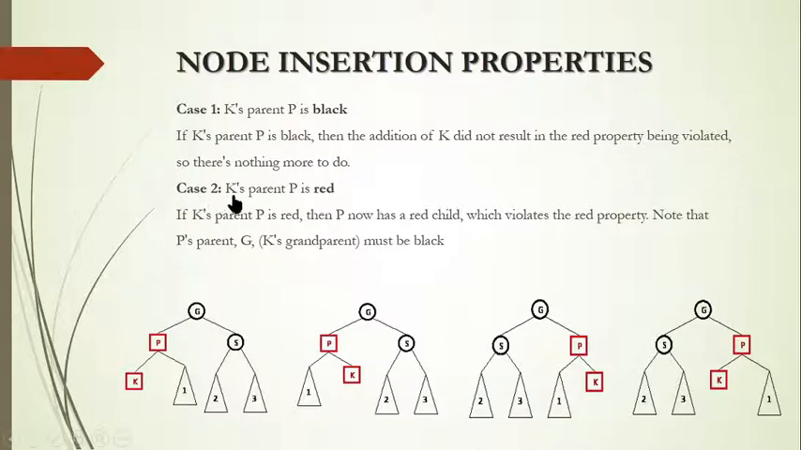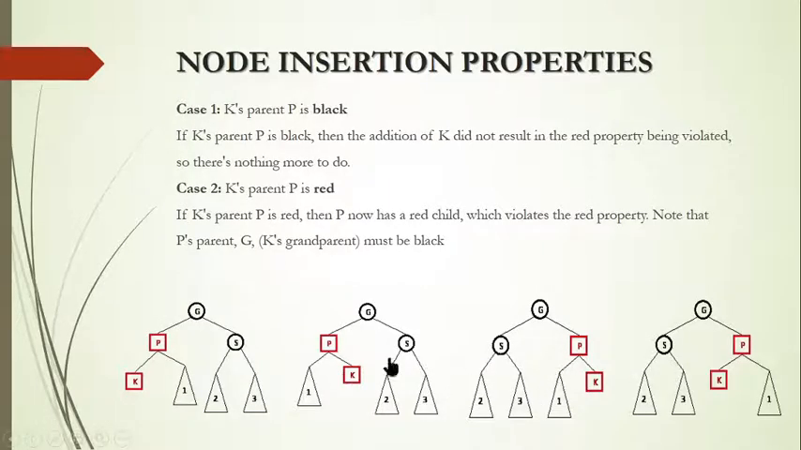Case 2: if K's parent P is red, like this, K is red and the parent is also red. Then P now has a red child, which violates the red property. Note that P's parent G, that is K's grandparent, must be black. You can see K is red, the new node, and its parent is red, so it's violating the property. I told you a parent of a red child should not be red, and its parent, the grandparent, should be black.